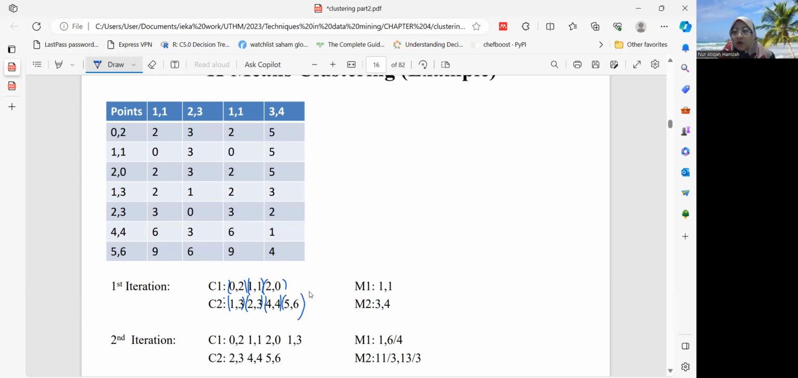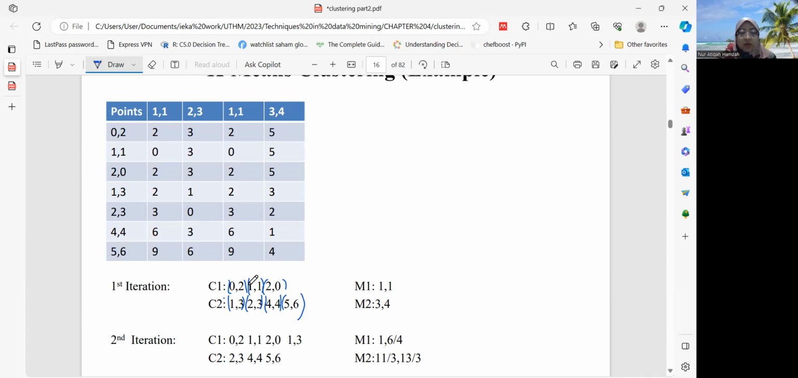Okay, bila awak dah dapat kenal pasti dalam kluster 1 dan kluster 2 tu, point yang berada di dalam itu. So, you have to update the centroid. Okay, so kita dah dapat centroid baru. So, macam mana nak dapatkan nilai centroid yang baru tu?